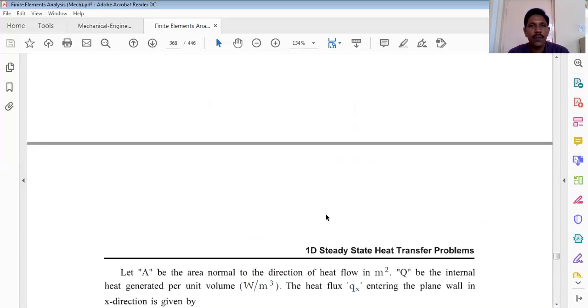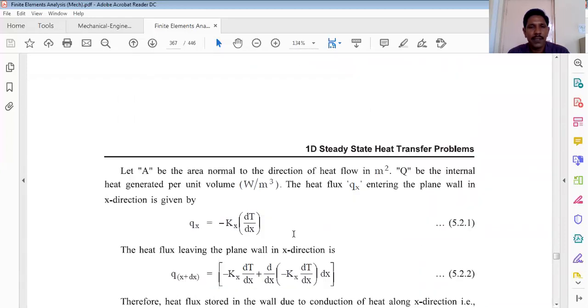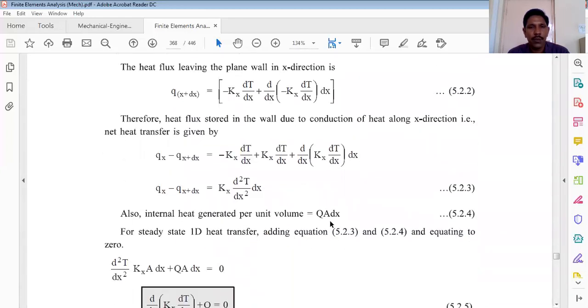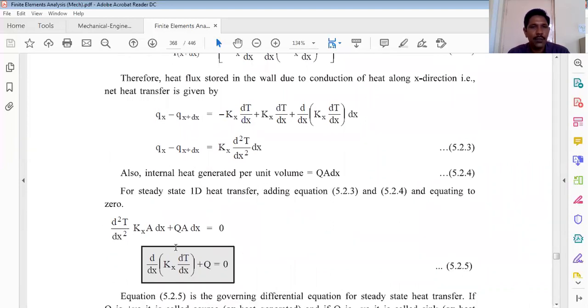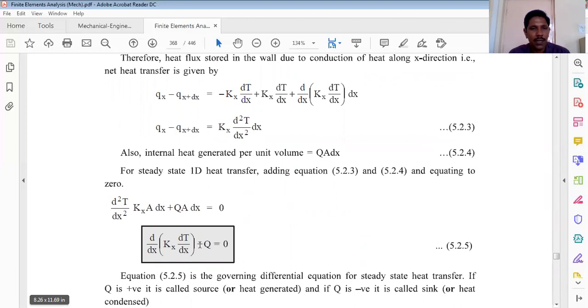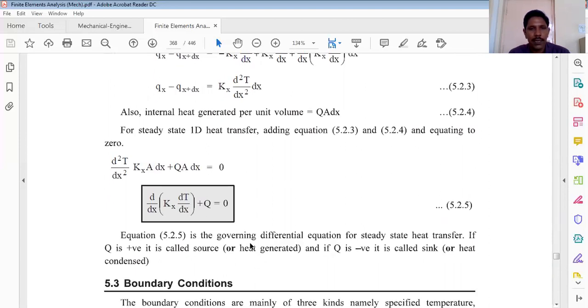And we also know from the figure the internal heat energy stored. So the heat energy stored per unit volume is QA dx. Therefore, the steady state 1D heat transfer governing equation can be expressed as d square T by dx square, kx A dx plus QA dx. Or in other words, it may be expressed as d by dx of kx into dT by dx plus Q is equal to 0. So here is the governing differential equation. This equation is the governing differential equation for steady state heat transfer.